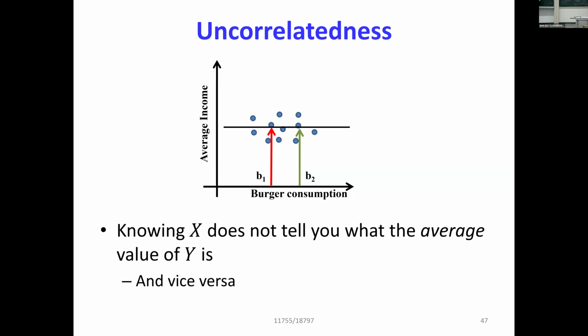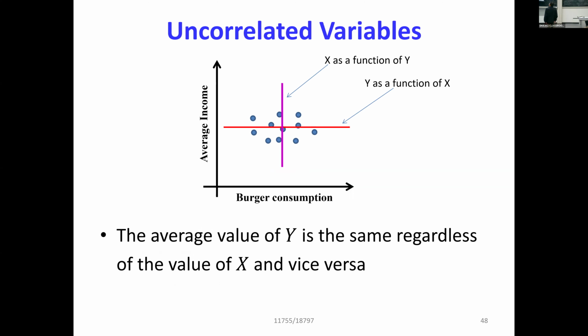If you look at all the different years in which the burger consumption was B1, the actual scatter might have some spread, but the average value is the same across all the years. And now when this happens, knowing x doesn't tell you anything about the expected value of y, but then you can flip the page around, and knowing y doesn't tell you anything about the average value of x either. The average value of y is always the same regardless of x. The average value of x is always the same regardless of y. X and y are uncorrelated.